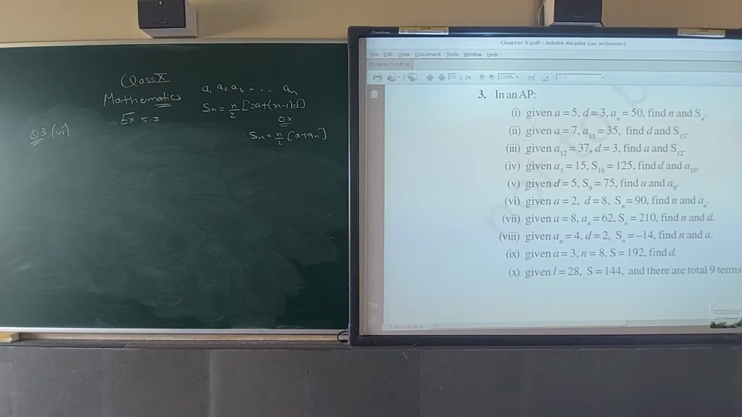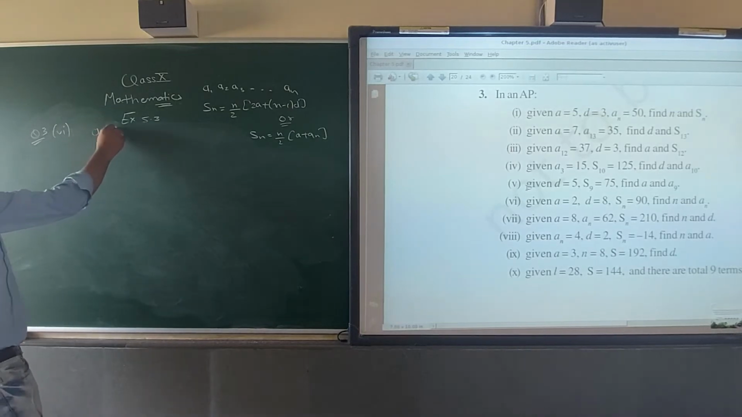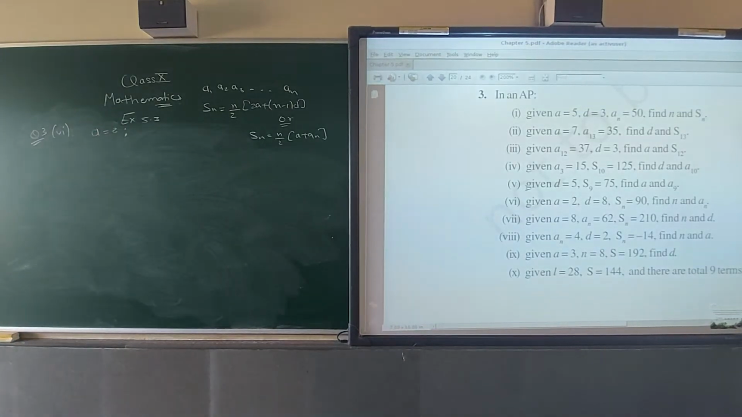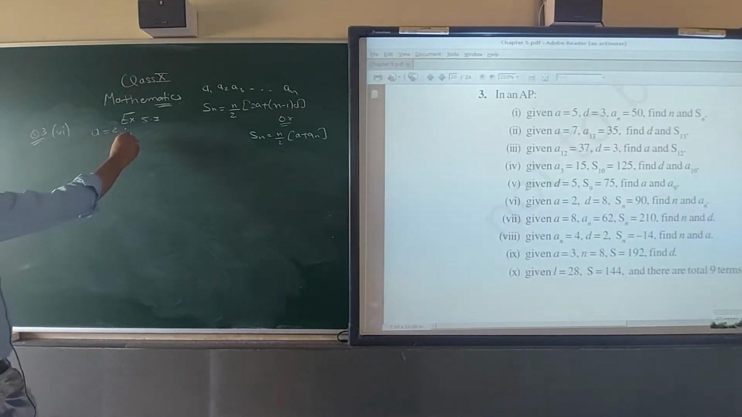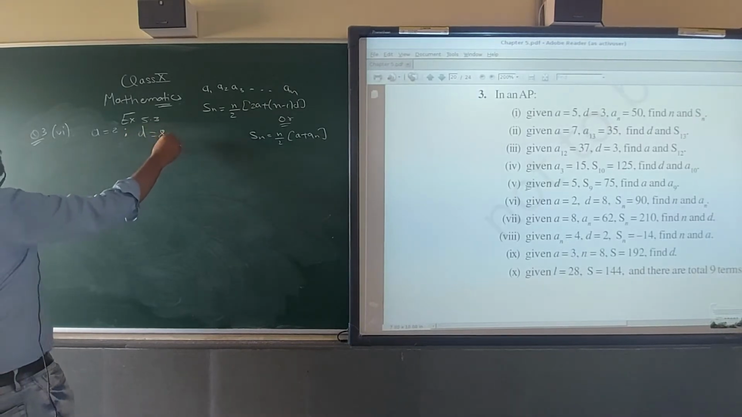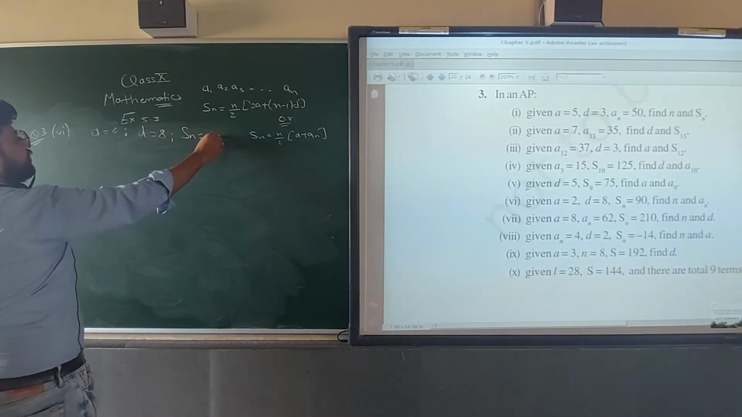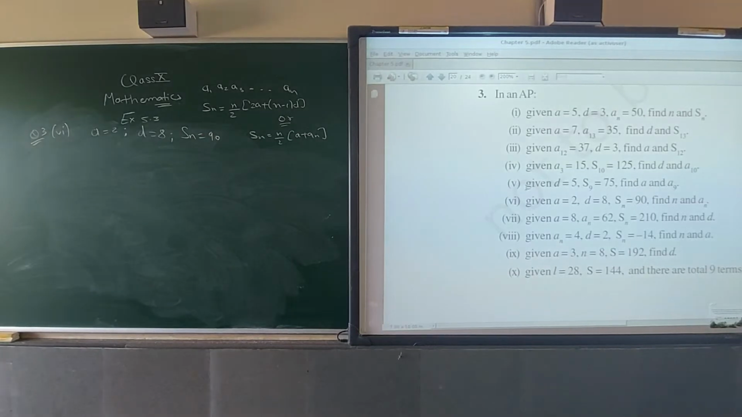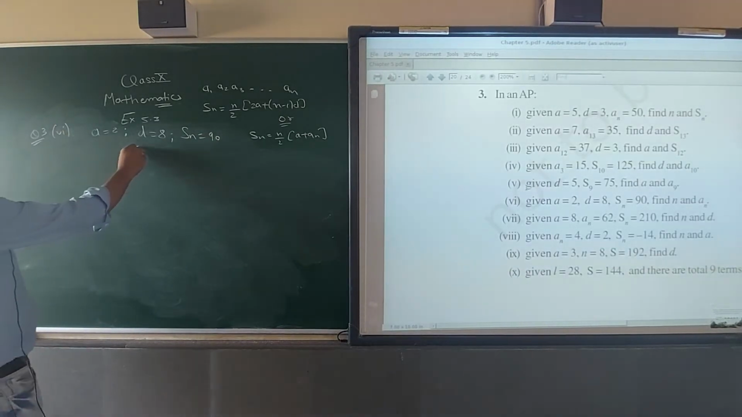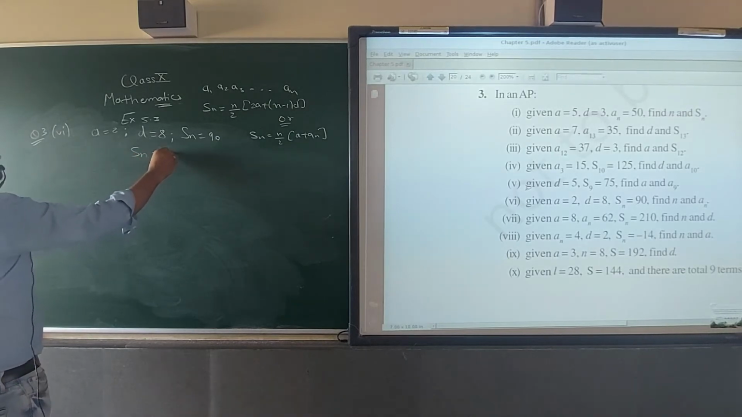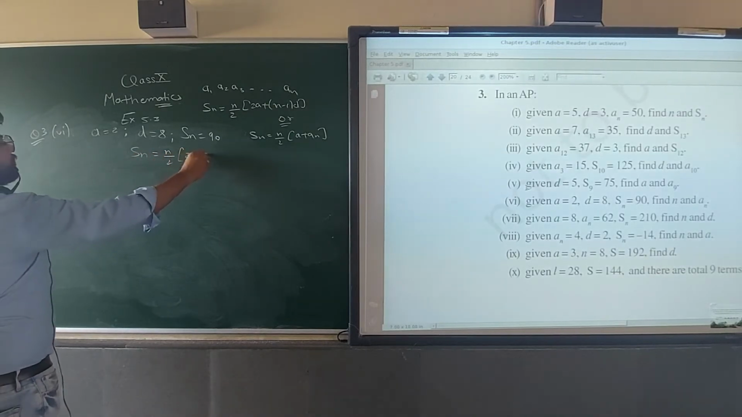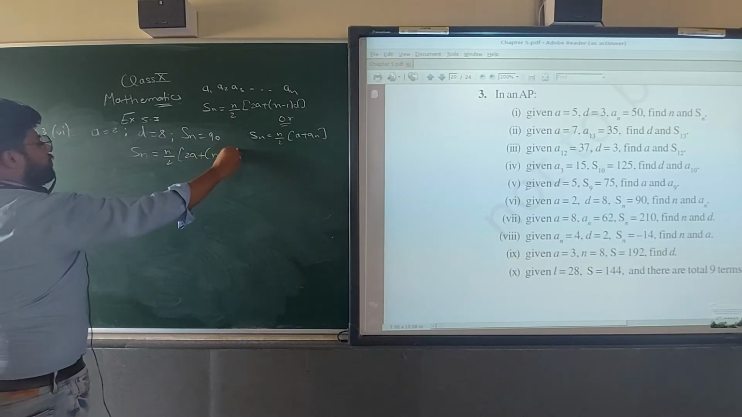In the sixth part, the given a value is 2 and d value is 8 and Sn is given as 90. So now find the value of n and an. Okay, apply the formula of Sn, n by 2 into 2a plus (n minus 1) d.